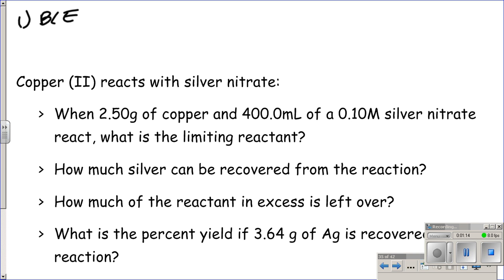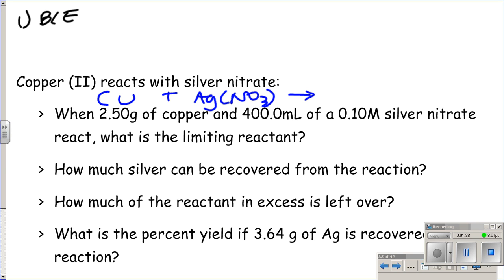Copper 2 reacts with silver nitrate. Silver has a 1+ charge. Good. Nitrate 1- charge yields.